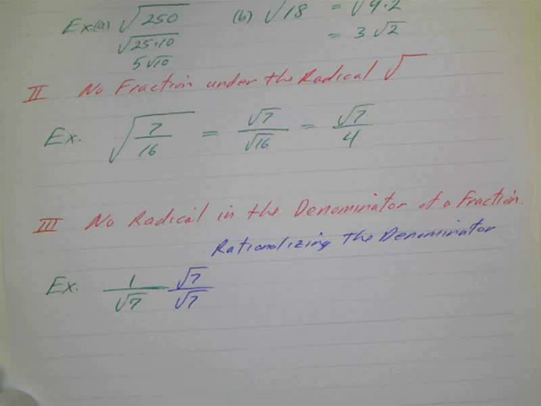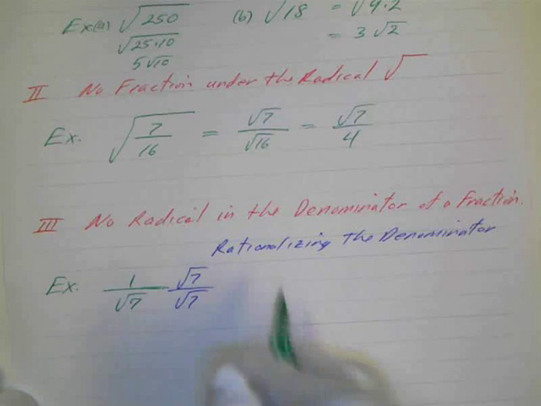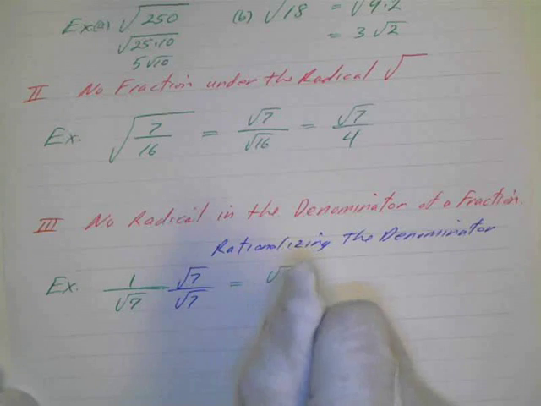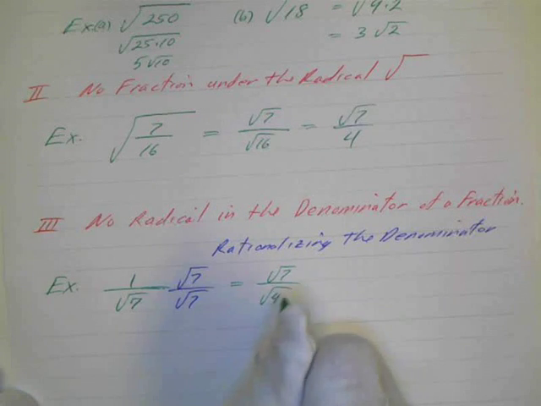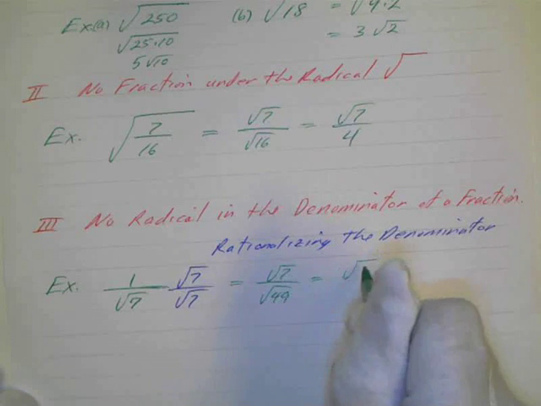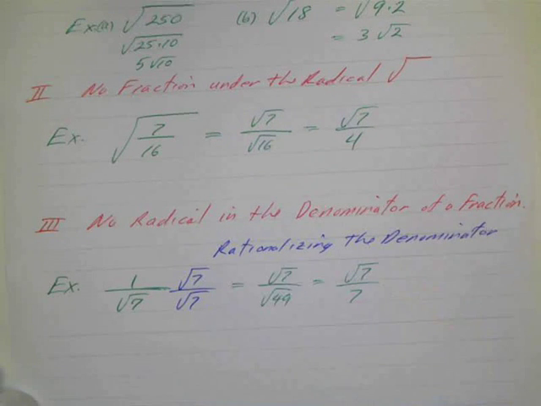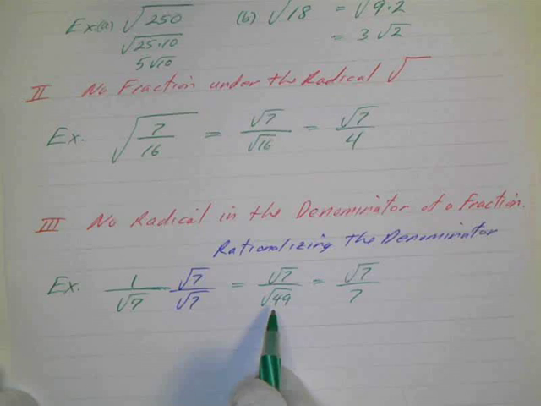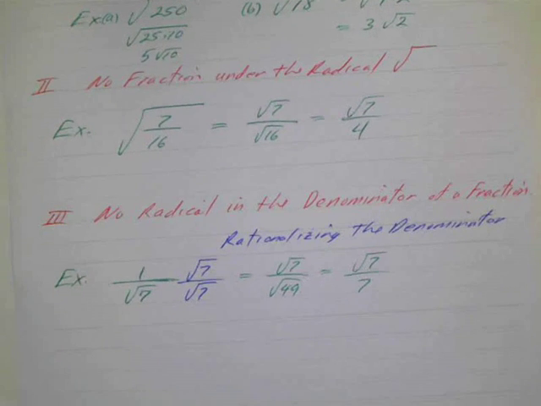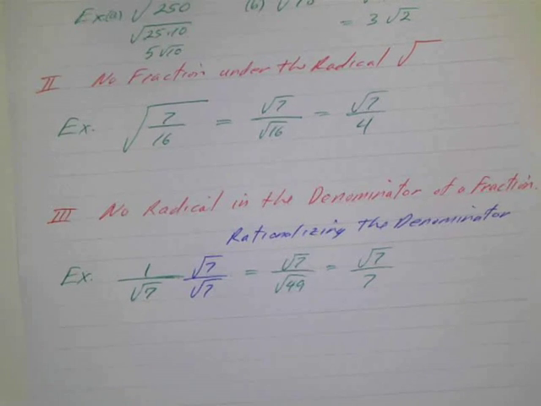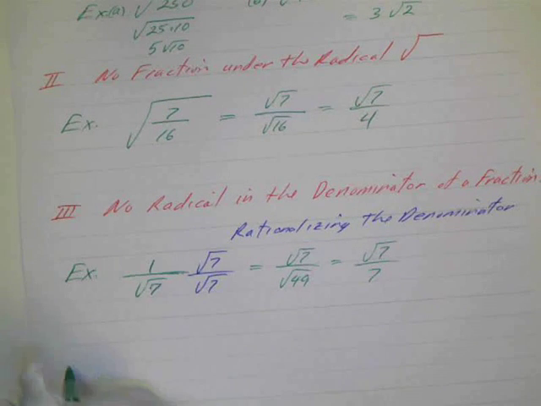And when we do that, on the top we've got the square root of 7, and on the bottom we've got the square root of 7 times the square root of 7. That's the square root of 49, and that's just 7, so we've got the square root of 7 over 7. And you could skip this step if you want, because you know the square root of 7 times the square root of 7 is the square root of 7 squared, which is the square root of 49, which is 7. All right? Now we want to do this the easiest way possible. So here's another example.